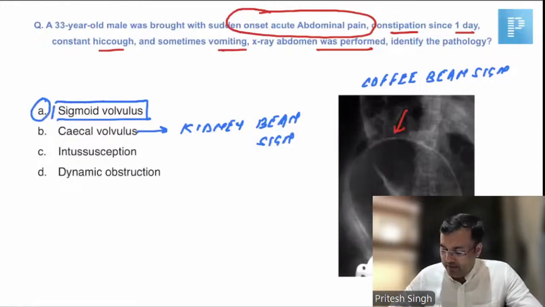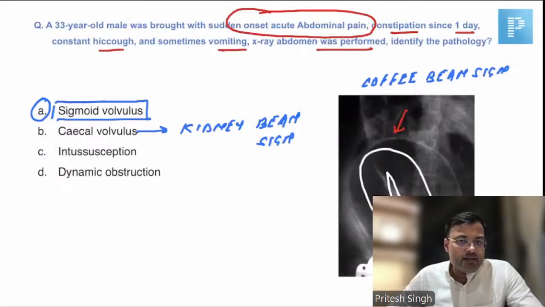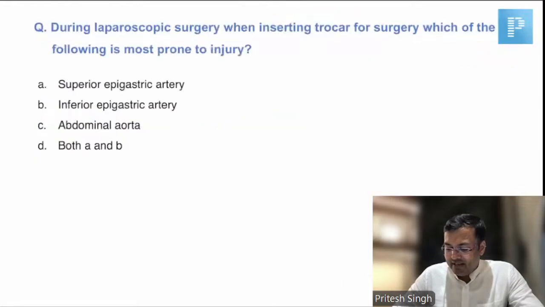So what is the correct answer here? Coffee bean sign, also known as bent inner tube, also known as omega sign. So all these are seen on X-ray. This is sigmoid volvulus. Clear? So the correct answer is A, that is sigmoid volvulus.